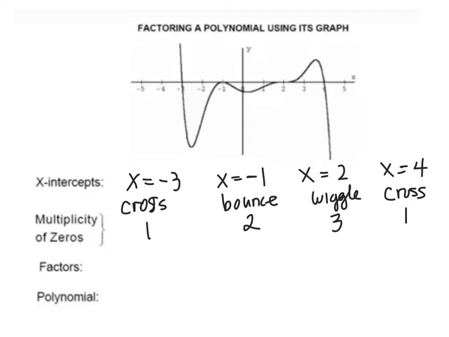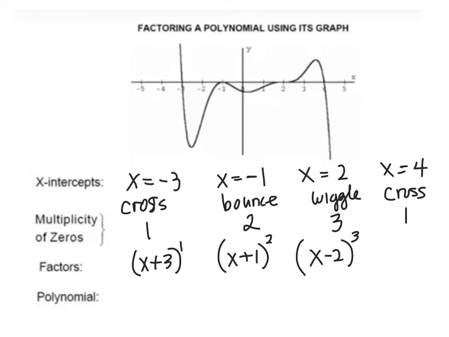Well, let's write the factors. The factors are x plus 3, right? You get a factor by setting it equal to 0 to get the zero. And this would be to the first power. The bounce would be x plus 1, there's the factor, and then the bounce would be to the second power, right? So the multiplicity tells me what power that factor is. And so then this would be x minus 2, which is a wiggle, so that'd be to the third, and then x minus 4 to the first.